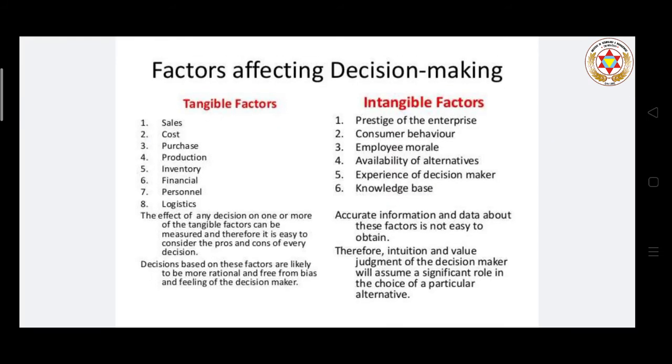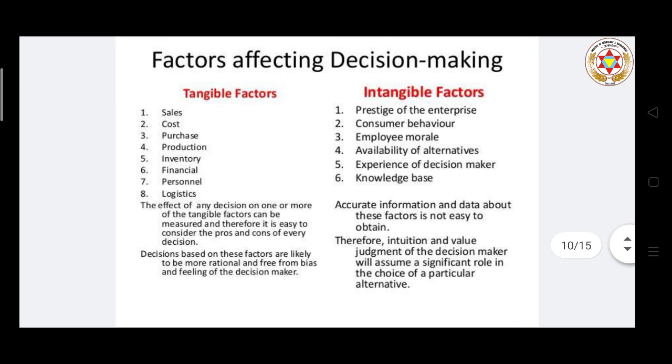There is this slide which says the factors affecting decision making, which are divided into the tangible factors and intangible factors. Tangible factors are the factors which we can see and feel, like sales is reducing or decreasing or increasing, the cost of manufacture or the purchase, the production, the inventory, the financial, the personnel, the logistics. Means the effect of any decision on one or more of the tangible factors can be measured, and therefore it is easy to consider the pros and cons of every decision. But the decisions based on these factors are likely to be rational and free from bias and feeling of the decision makers, because it can be seen and felt.